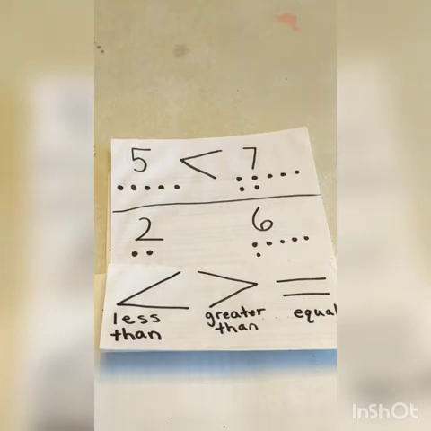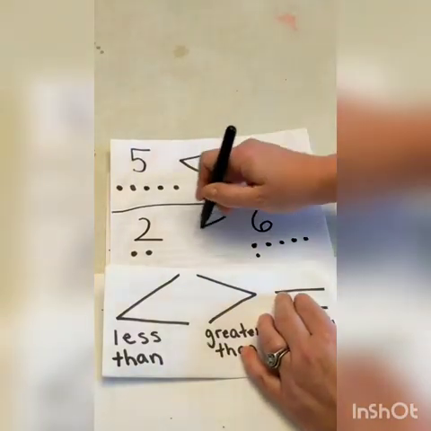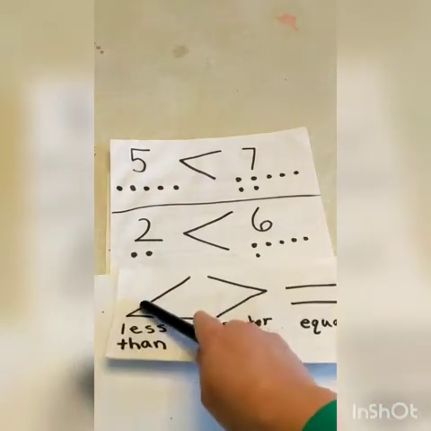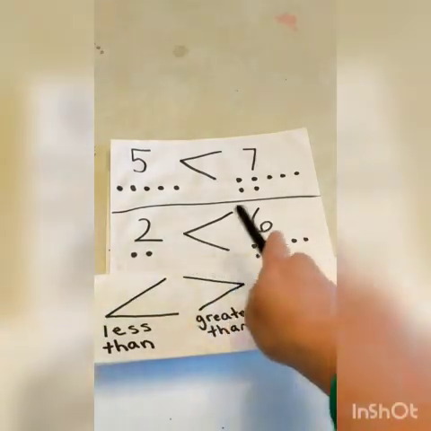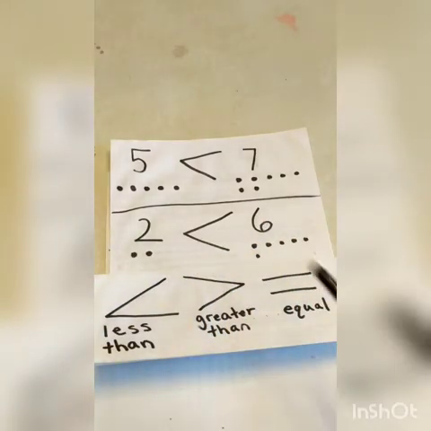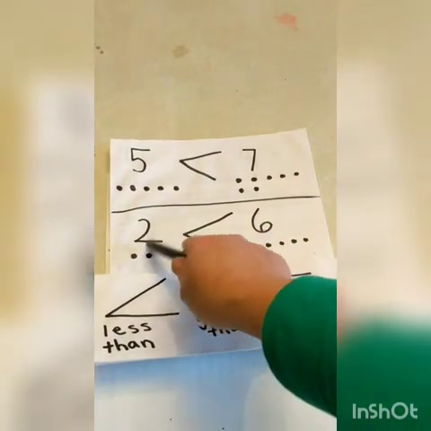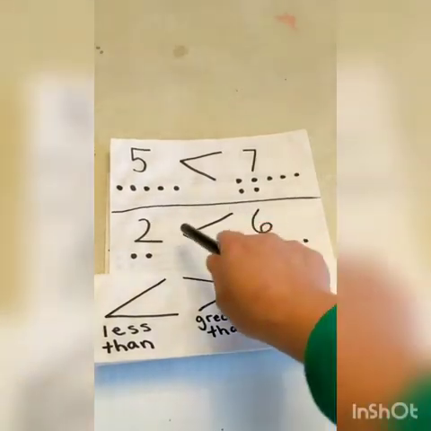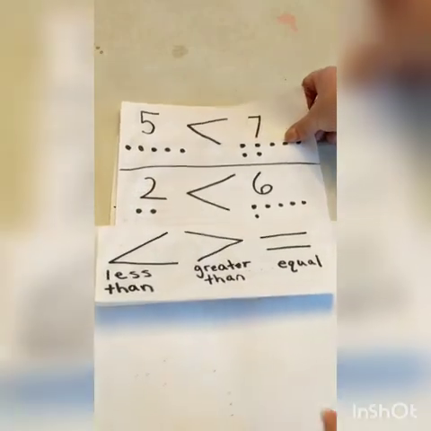If you showed me that we're going to be using our less than symbol, you are correct. So we can say that the number 2 is less than the number 6. We're using that less than symbol. The small end points to the 2. The big part points to the bigger number 6. So this is the less than symbol.